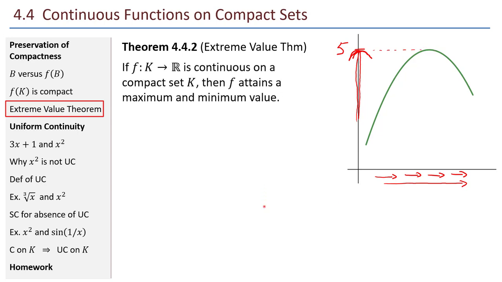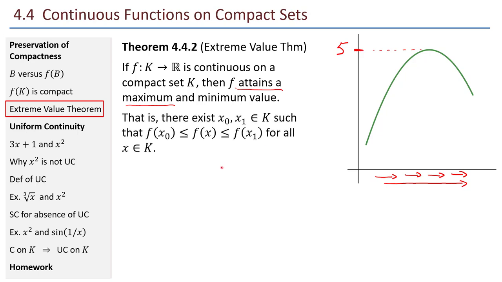We saw that compact sets must map to compact sets. If f is a function that goes from k to R and is continuous on a compact set k, then f attains a maximum and minimum value. It really will attain this value at the maximum. So in other words, there exist some x0 and x1 in my k, such that f of x0 is less than or equal to f of x is less than or equal to f of x1 for all x in k. In the picture, my x0 would be on the left and x1 somewhere down. I really can plug in the x1 and get out the very highest value.